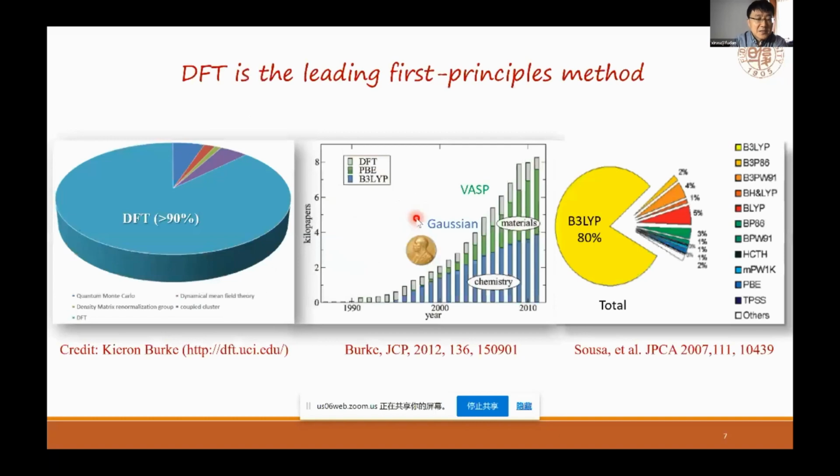Needless to say, DFT has made a tremendous contribution to many fields, including chemistry, materials, and catalysis, and of course, CCST. More than 90% of theoretical calculations are carried out using the DFT method. So literally, DFT is a leading first principles method used everywhere. Of course, as the exact functional is unknown, certain approximations have to be adopted in practice.